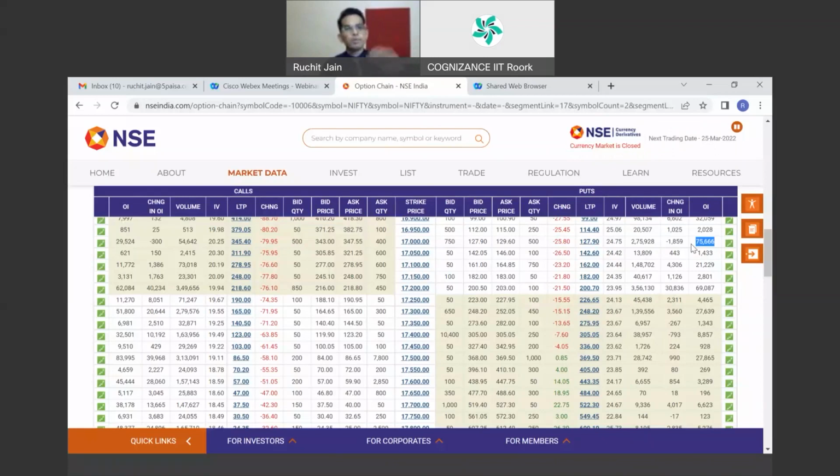So upside becomes limited for the market. If call option open interest starts reducing, then resistance is becoming weak. This is bullish for the market. For put options, the highest open interest is the support level.